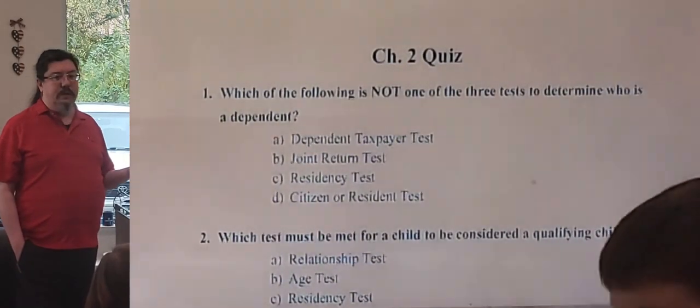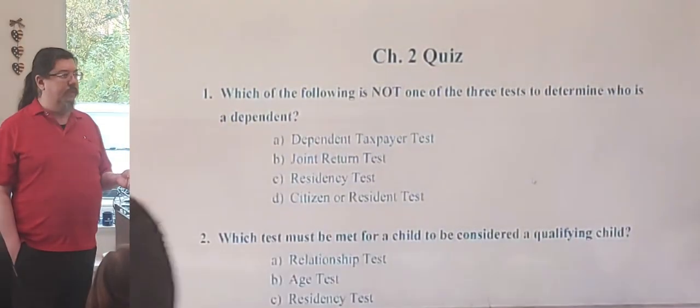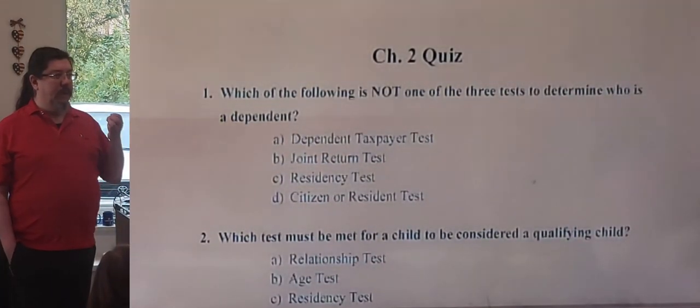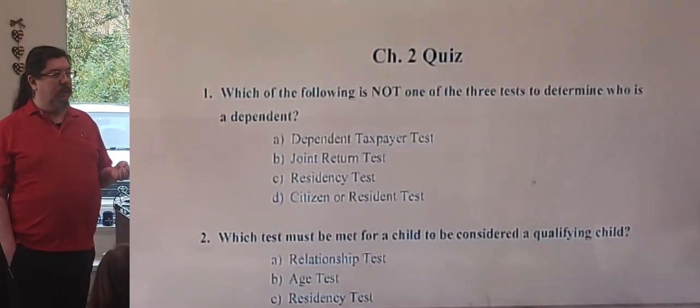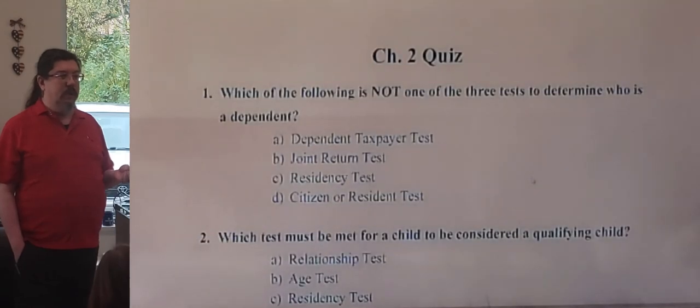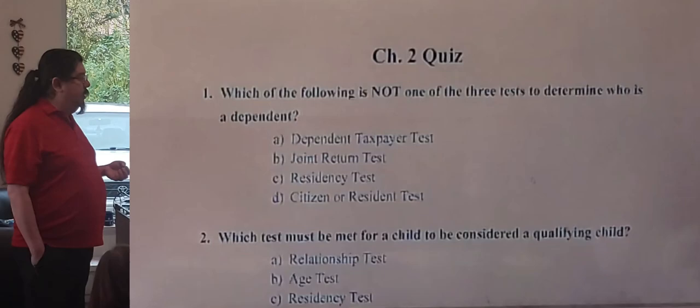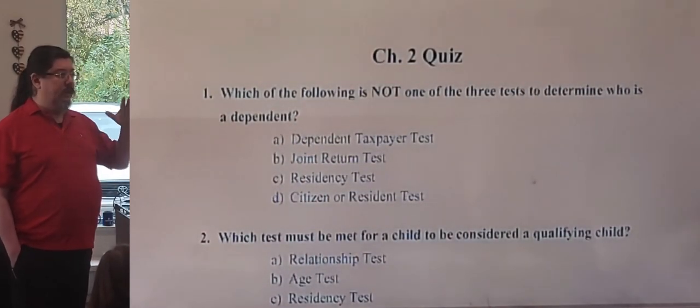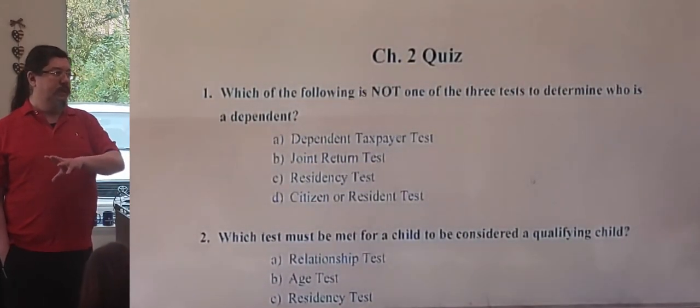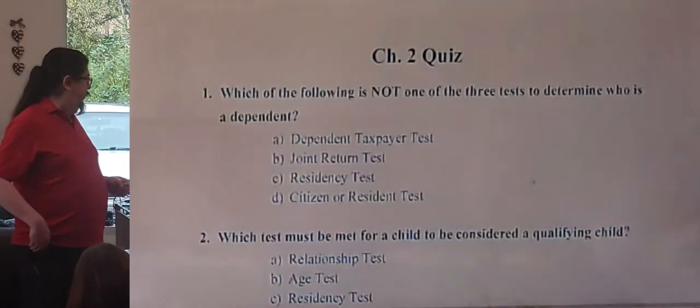And the citizen or resident test says that anybody you want to claim as a dependent has to be a citizen or national or resident of the United States or a resident of Canada or Mexico. There is a residency test, but that's under the subcategories for qualifying child and qualifying relative.